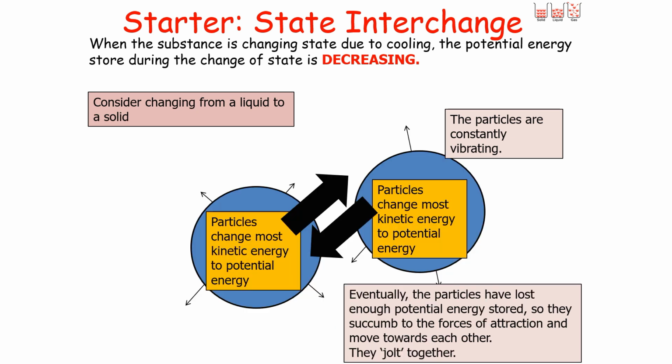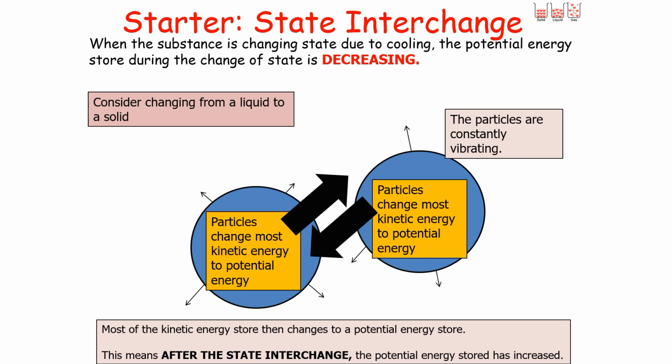Now eventually the particles have lost so much potential energy stored, they succumb to their forces of attraction and will move towards each other, so they'll jolt together. So this will cause a change in state. Now when this happens, most of the kinetic energy store is changed to a potential energy store, so it means that after the state interchange, the potential energy store has increased.